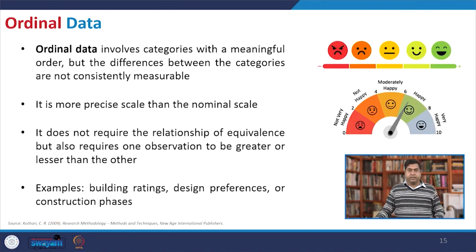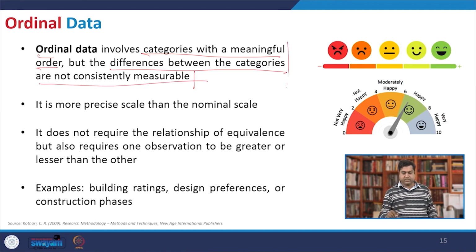Coming to ordinal data. So, ordinal data is representing some order. Ordinal data involves categories with a meaningful order, but the differences between the categories are not consistently measurable. So, this is something we need to understand, and here we make mistakes most of the time. Say for example, I want to have a measurement of building ratings. So, there are certain kinds of energy rating, building ratings, and then we are giving stars. So, 5 star, 4 star, 3 star and like that. So, they are showing the order.